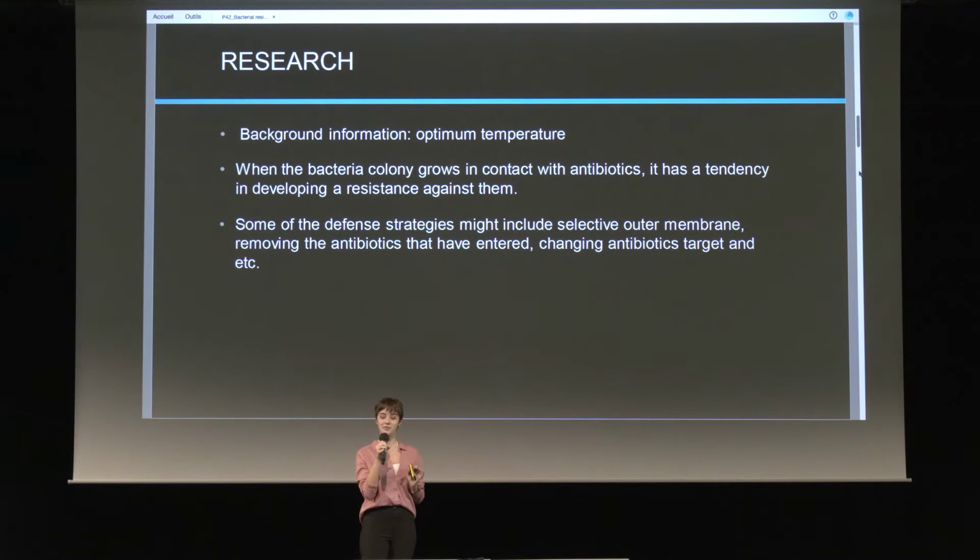As the antibiotics are introduced when the bacterial colony is growing, the bacteria have a great tendency of developing defense strategies to develop a resistance against it. And this could be by having restricted access, so having a selective outer membrane not allowing the antibiotics to enter the cell. They could also remove the antibiotics that have entered the cell already by using pumps on the cell wall and simply get rid of the antibiotics. Or they could simply change the antibiotic's target, because some of them are designed to attack a specific part of the bacteria. So if that part has changed, the antibiotics can no longer perform the task.